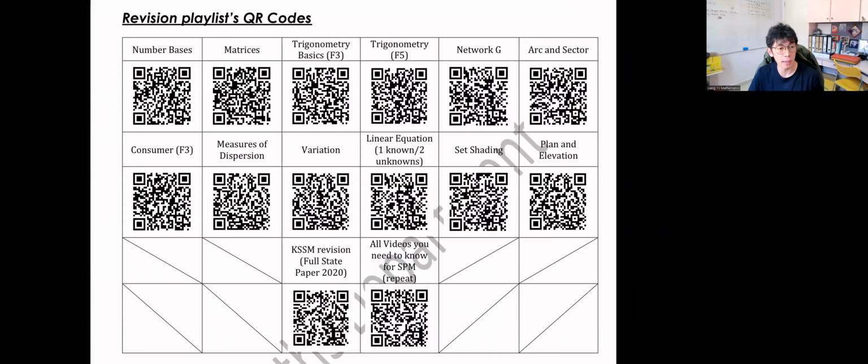So what happens is, the moment you scan this, you can see my mouse, right? You can scan now or scan later, it's just that after you scan, you will see something. After you scan the full state paper that I mentioned, which is this one, you will go into this one.